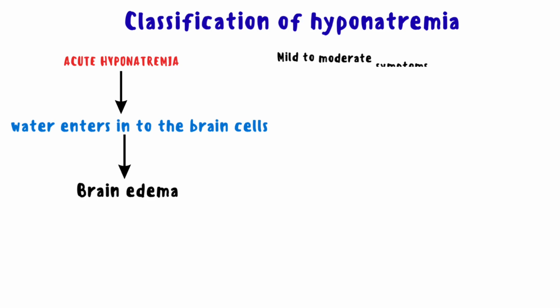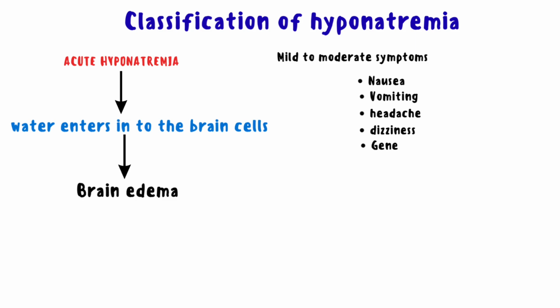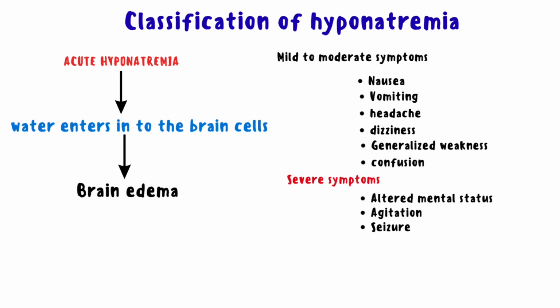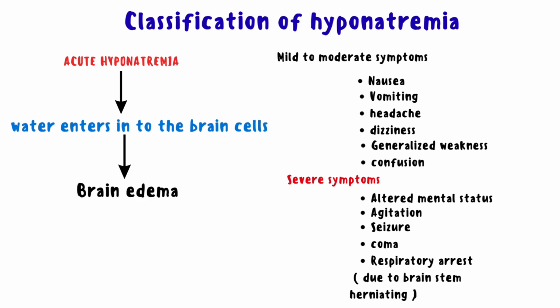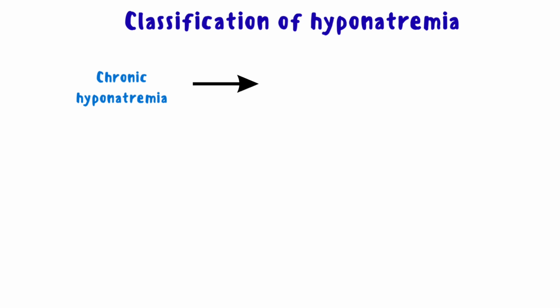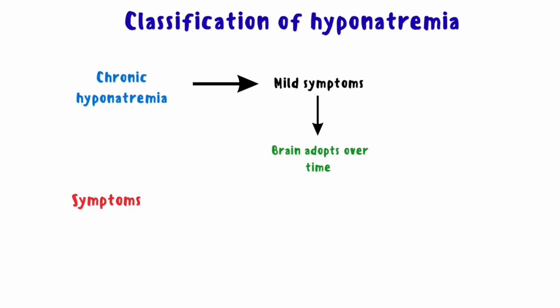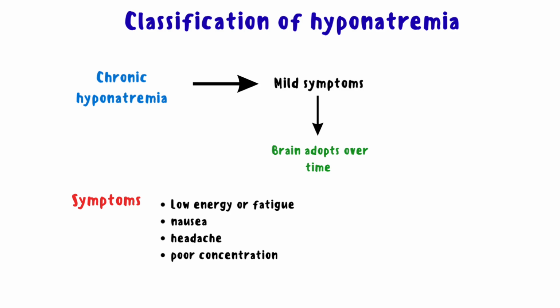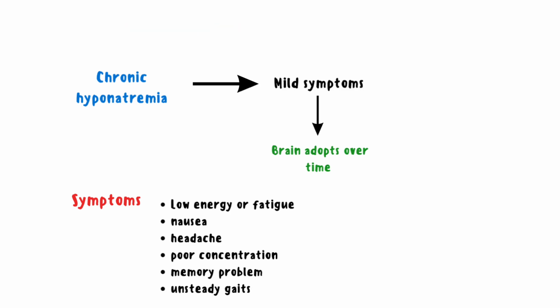Mild to moderate symptoms are nausea, vomiting, headache, dizziness, generalized weakness, and confusion. Severe symptoms are altered mental status, agitation, seizures, coma, even respiratory arrest due to brainstem herniation. Symptoms of chronic hyponatremia are often milder and more subtle than acute hyponatremia because the brain adapts over time. Common symptoms include fatigue or low energy, nausea, headache, poor concentration, memory problems, and unsteady gait.